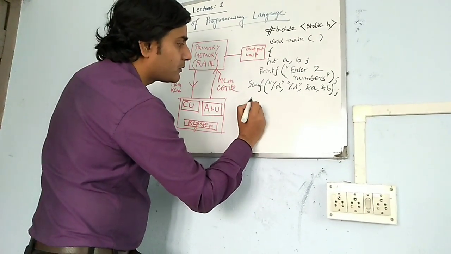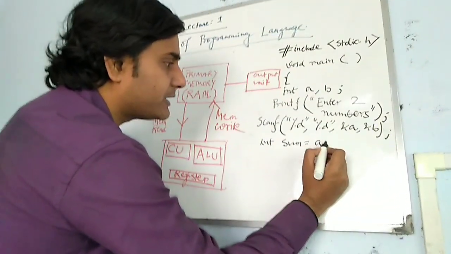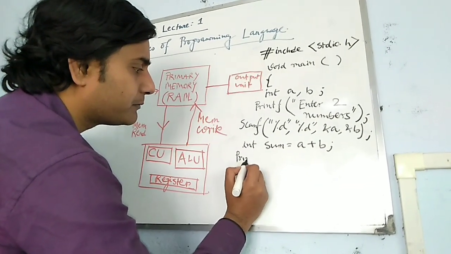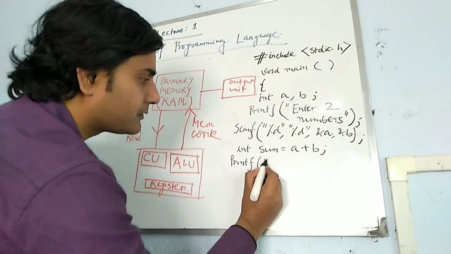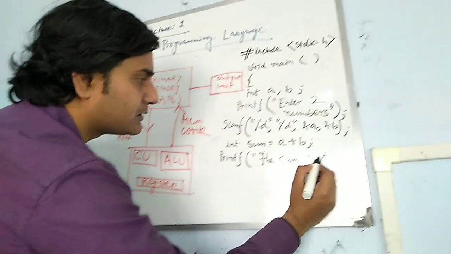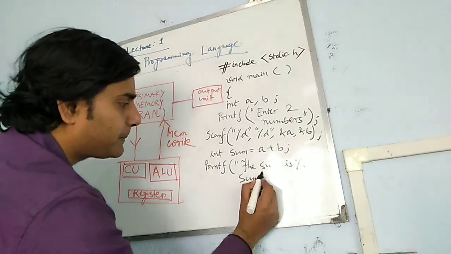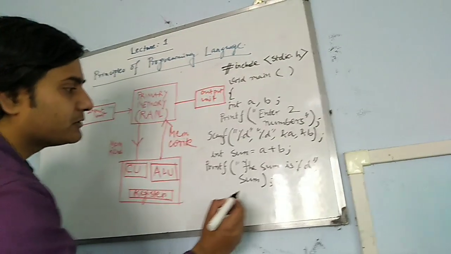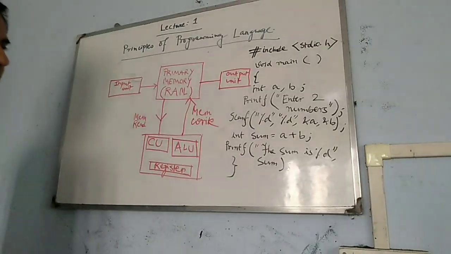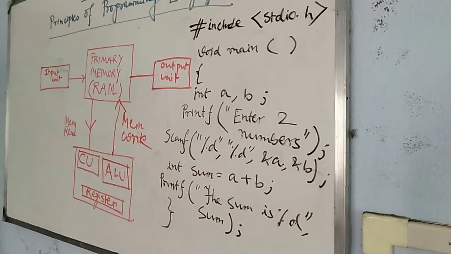Now int sum equal to a plus b, printf the sum is %d comma sum, close bracket, put the semicolon, then close the second bracket. Okay, now this is the very basic C programming language.